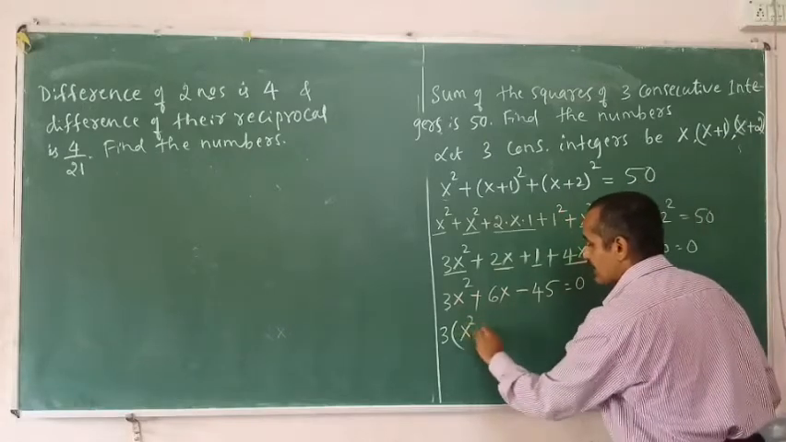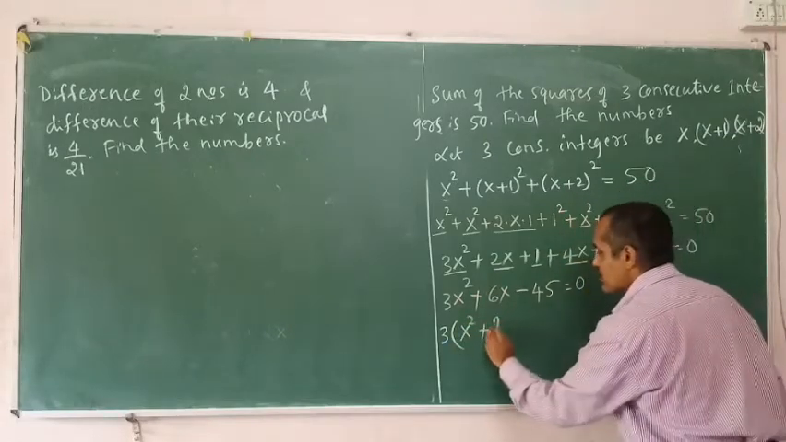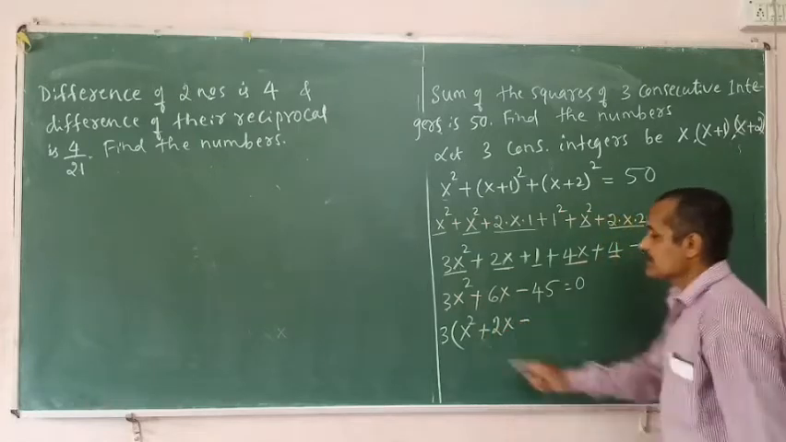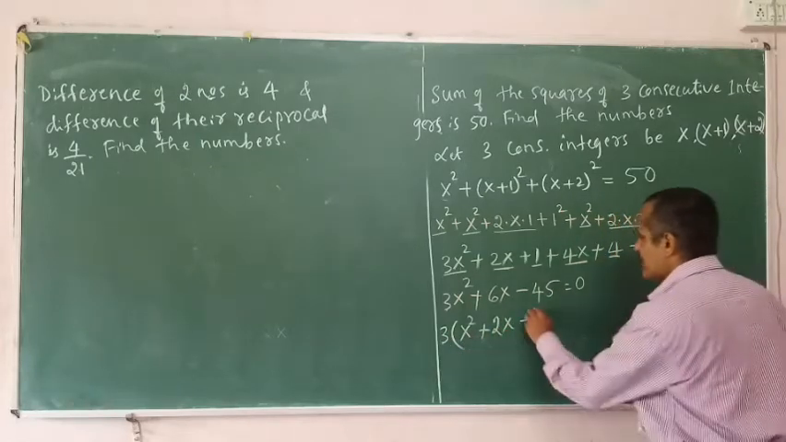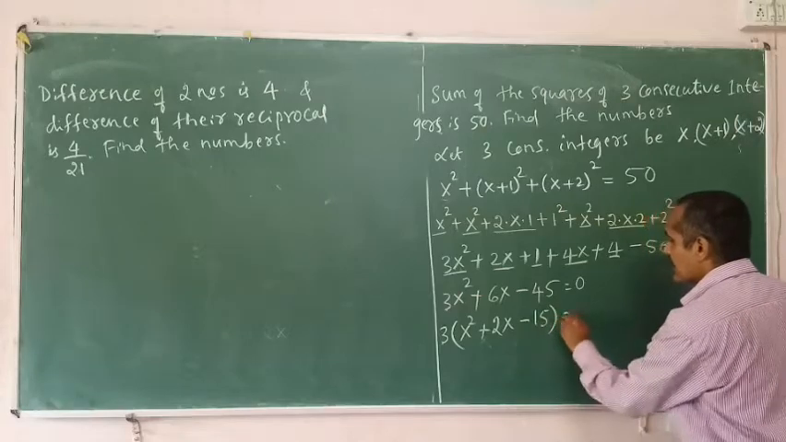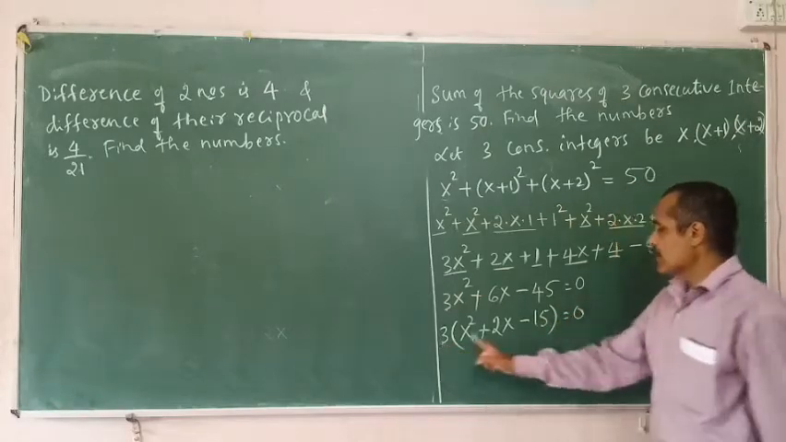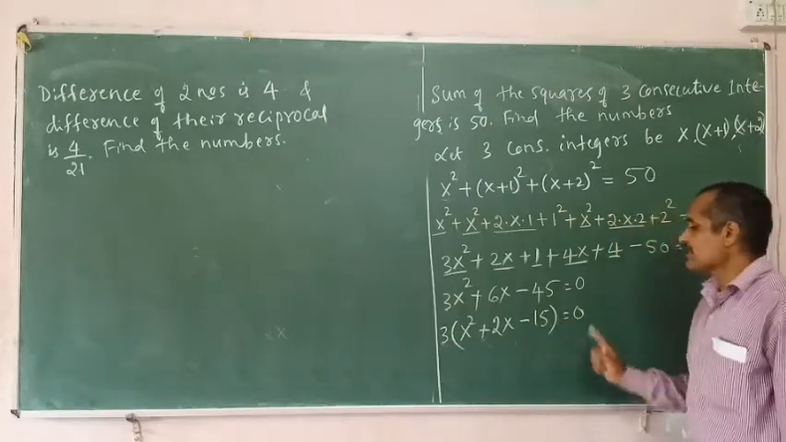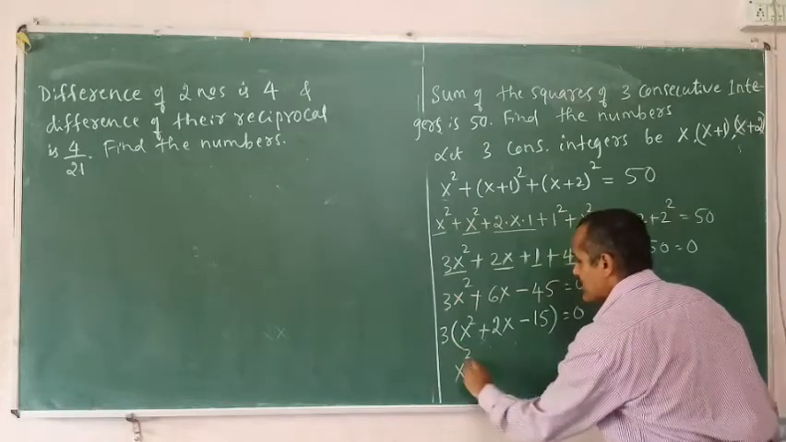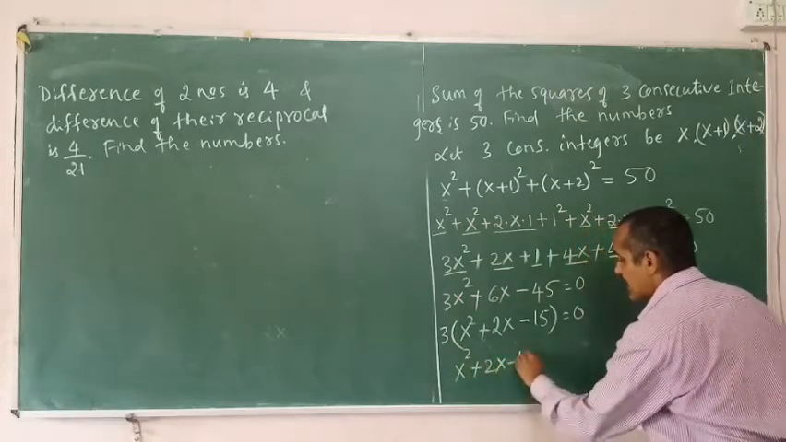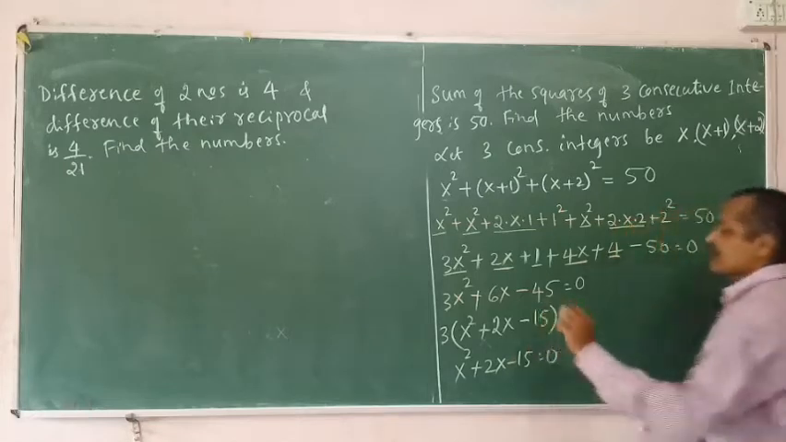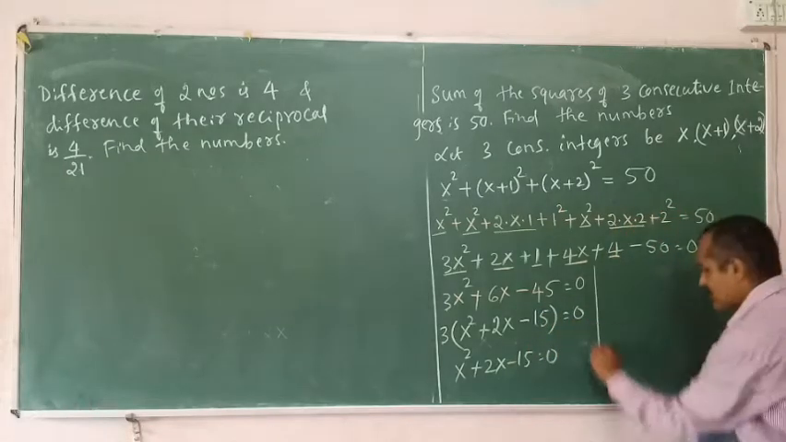x square plus 3, how much are 6? 3 2s are 6, minus 3. How much are 45? 3 15s are 45, is equals to 0. This 3 will go to the denominator of the RHS and it will be x square plus 2x minus 15 is equals to 0. Okay, what next?